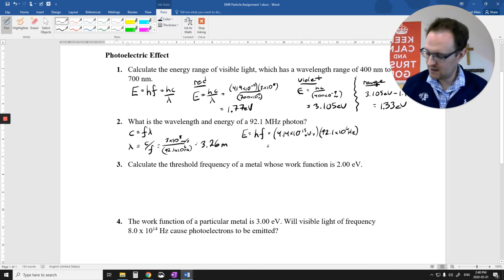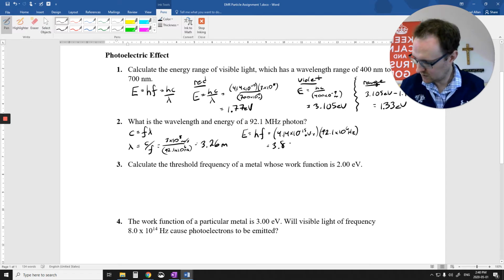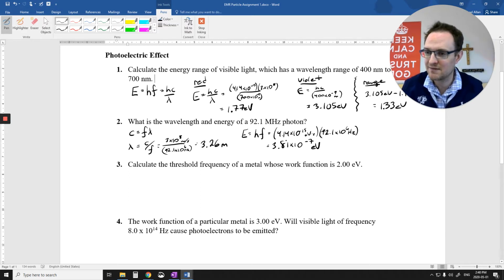It's actually 3.81 times 10 to the negative 7 electron volts. Very small number for this one. You can change that into nano electron volts. You can do a bunch of things. I'm just going to leave it in that form.